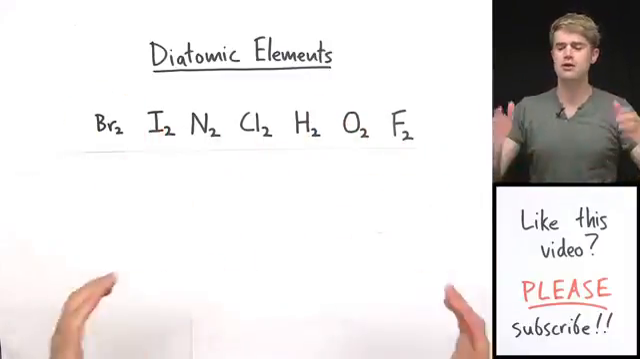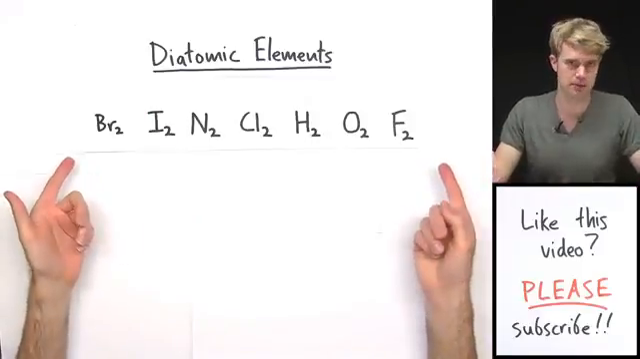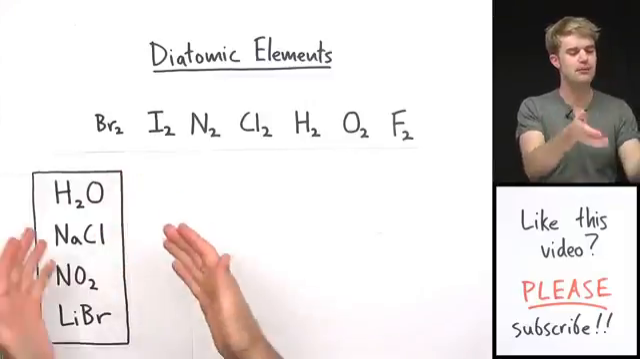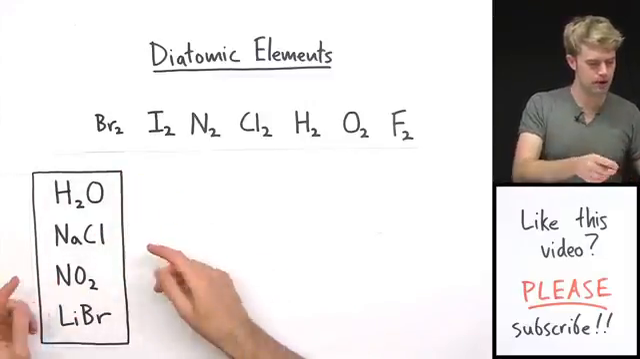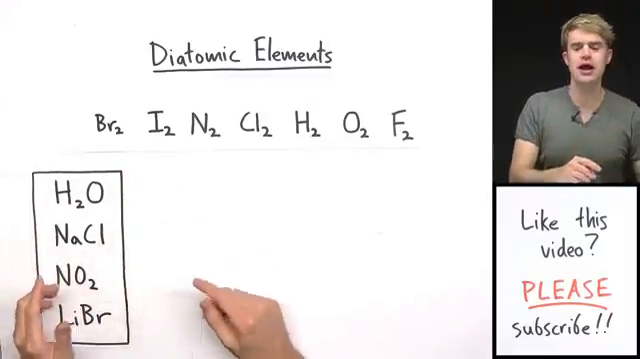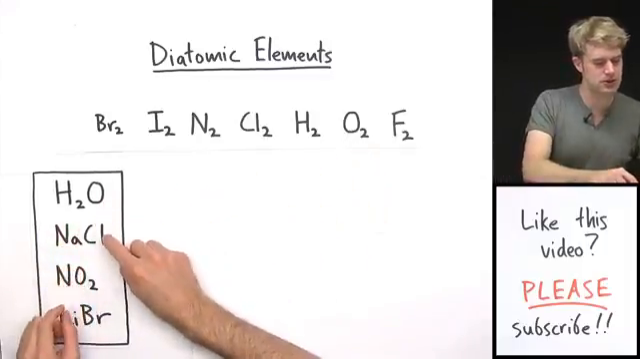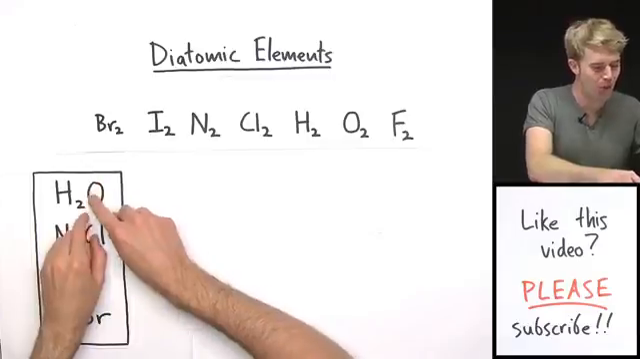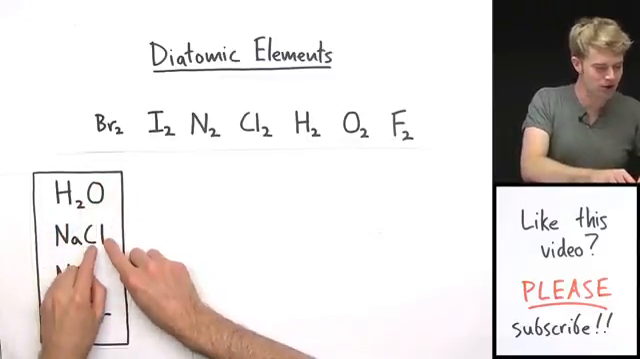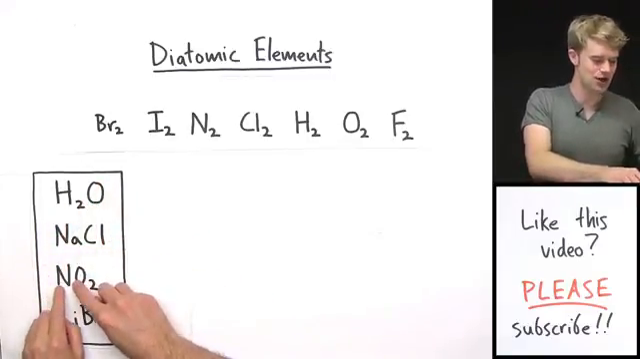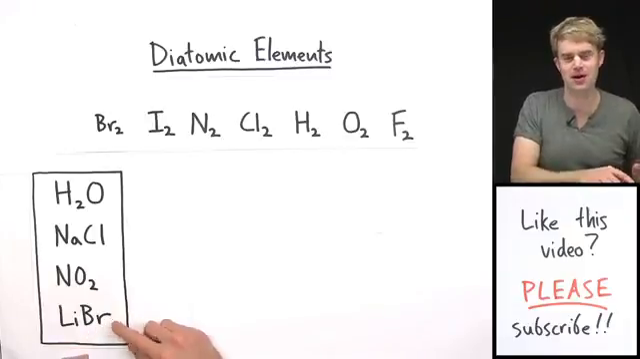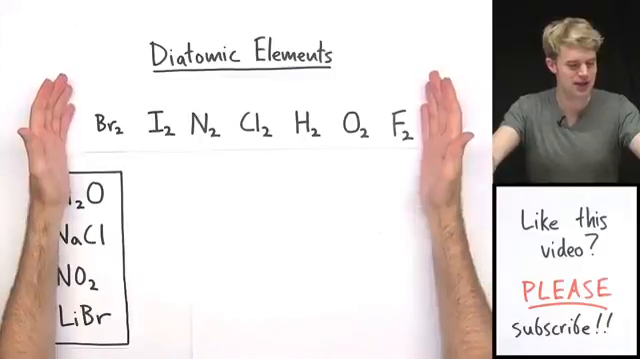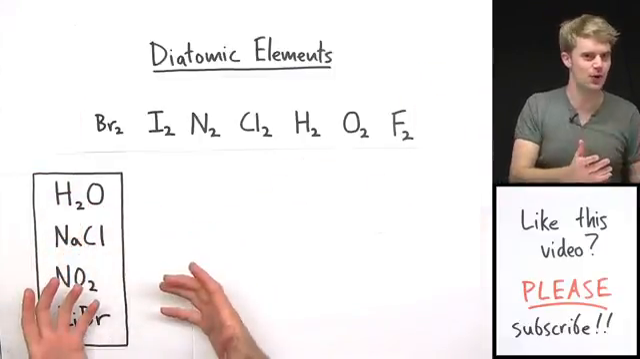Okay, so after you learn about the diatomic elements, it can be kind of confusing when you run into formulas for chemical compounds like these. All of these formulas contain diatomic elements, but there's only one atom of them. Here we have one oxygen atom, one chlorine atom, one nitrogen atom, one bromine atom. So can you see why this is kind of confusing? Because here they're in pairs, and here they're individual.